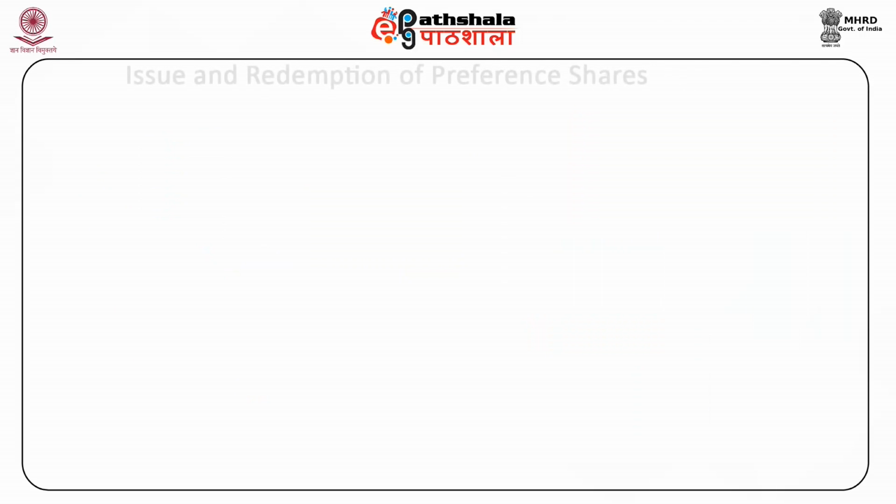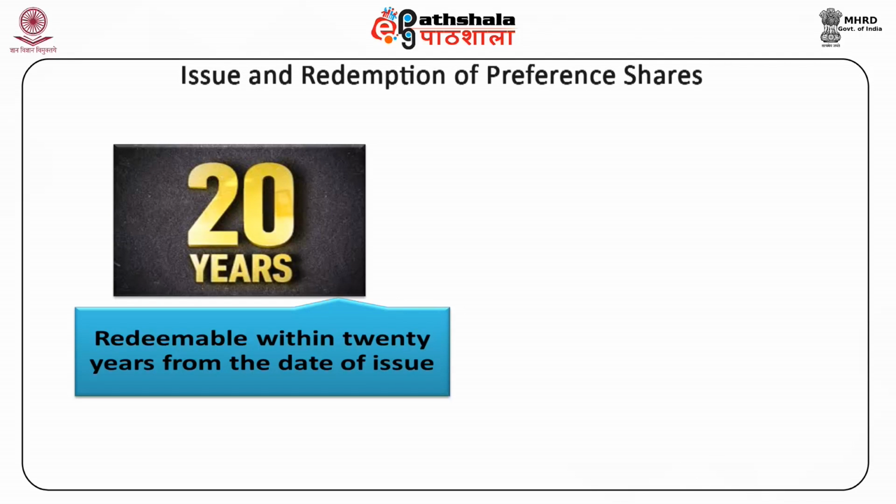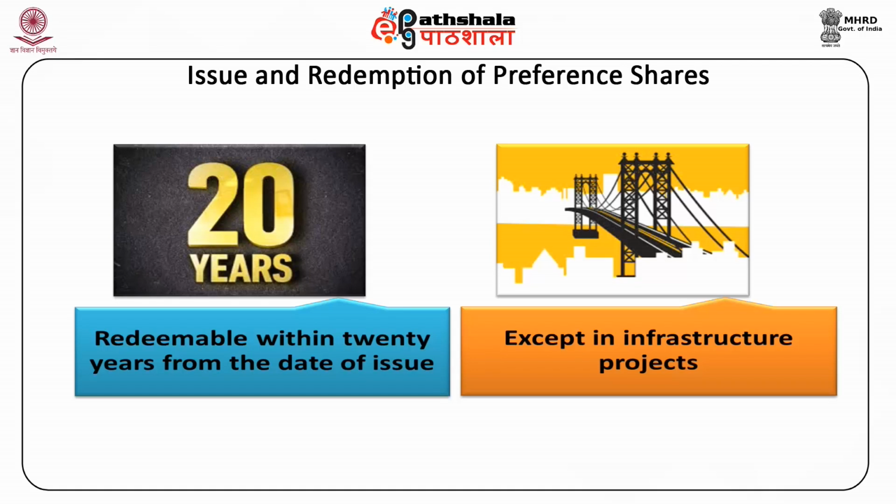A company limited by shares may issue preference shares which are liable to be redeemed within a period not exceeding 20 years from the date of their issue, subject to such conditions as may be prescribed, provided that a company may issue preference shares for a period exceeding 20 years for infrastructure projects, subject to the redemption of such percentage of shares as may be prescribed on an annual basis at the option of such preferential shareholders.